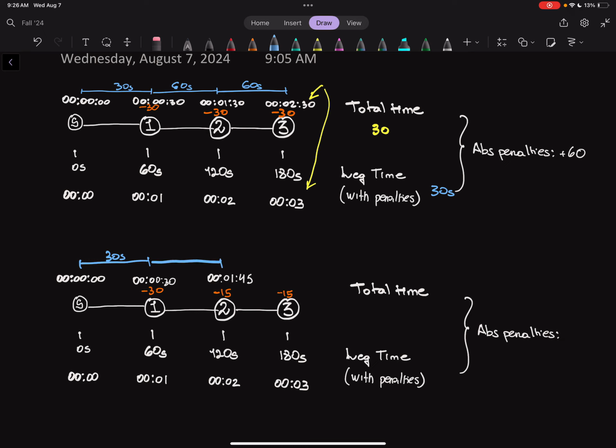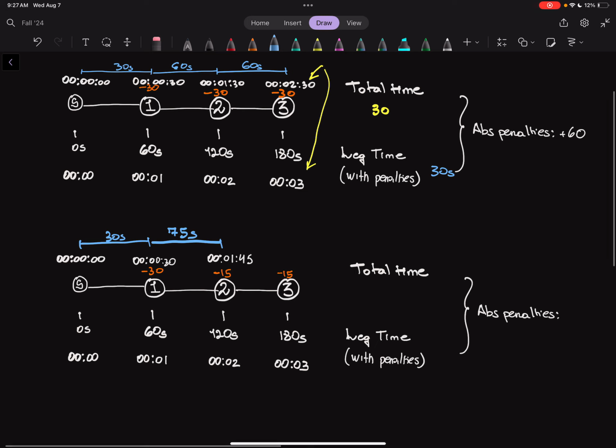How much did your total leg last? Well, you went from 30 seconds to 1 minute and 45 seconds. So overall, it's 2 minutes and 15 seconds. So you're getting a 75-second leg here, right? And then finally, here, you're still 15 seconds early.